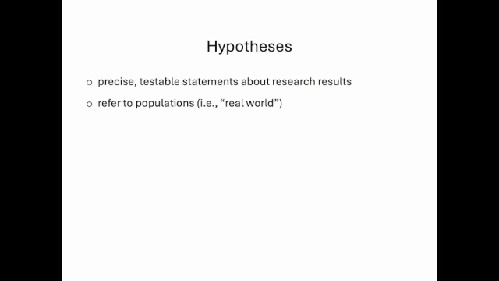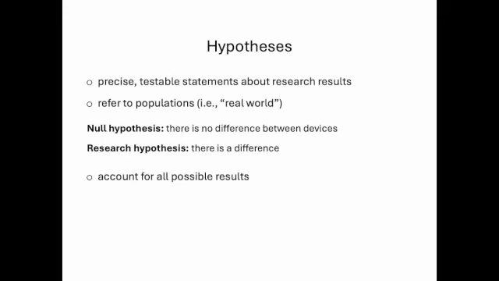The hypothesis would be a precise, testable statement about the results of a study, and it refers to populations. So you're talking about the population of all healthy adults. There are two types: the null hypothesis, a statement of no difference or no effect, and the research hypothesis, which says there is an effect or there is a difference. The null and the research hypothesis account for all possible outcomes. So there is either no difference or there is a difference.